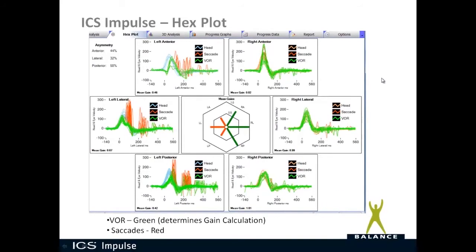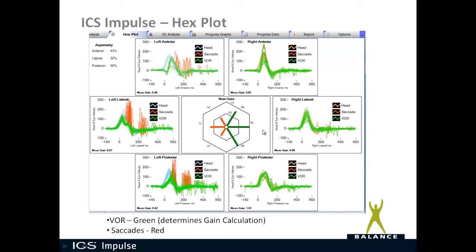The other way to look at data is in the new hex plot. So in software version 2.0, we now have the hex plot. This is a nice, easy way to see. Let's talk about the middle section first. Here you have left anterior, left lateral, left posterior. Then you have right anterior, right lateral, right posterior.